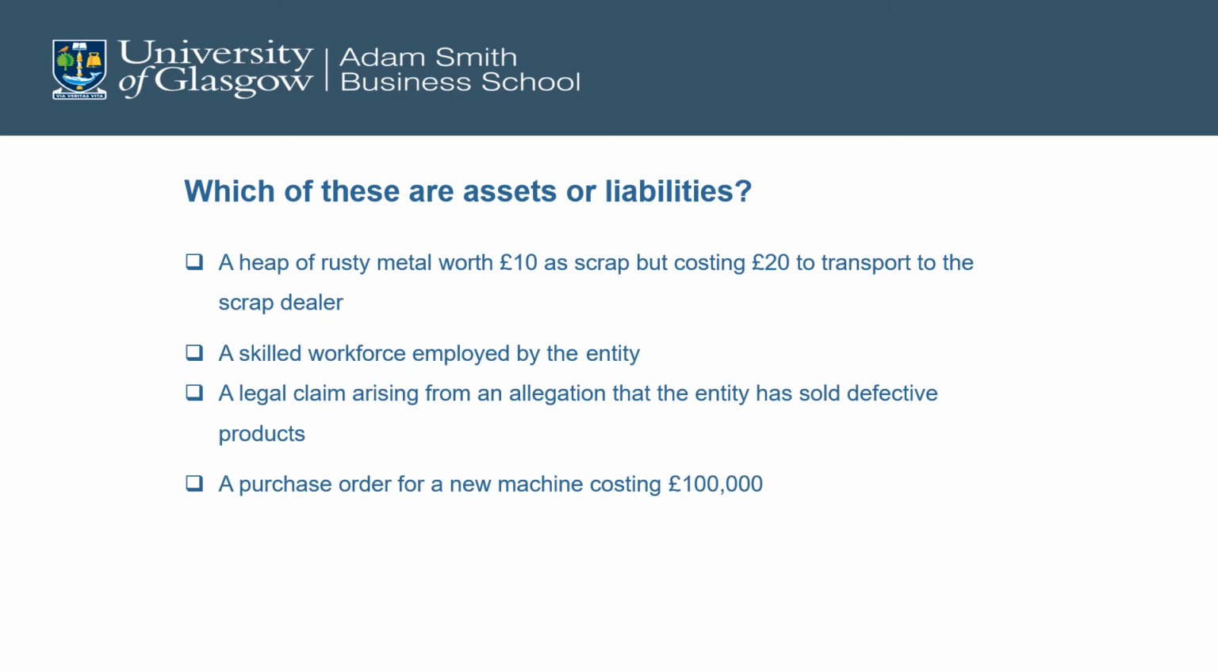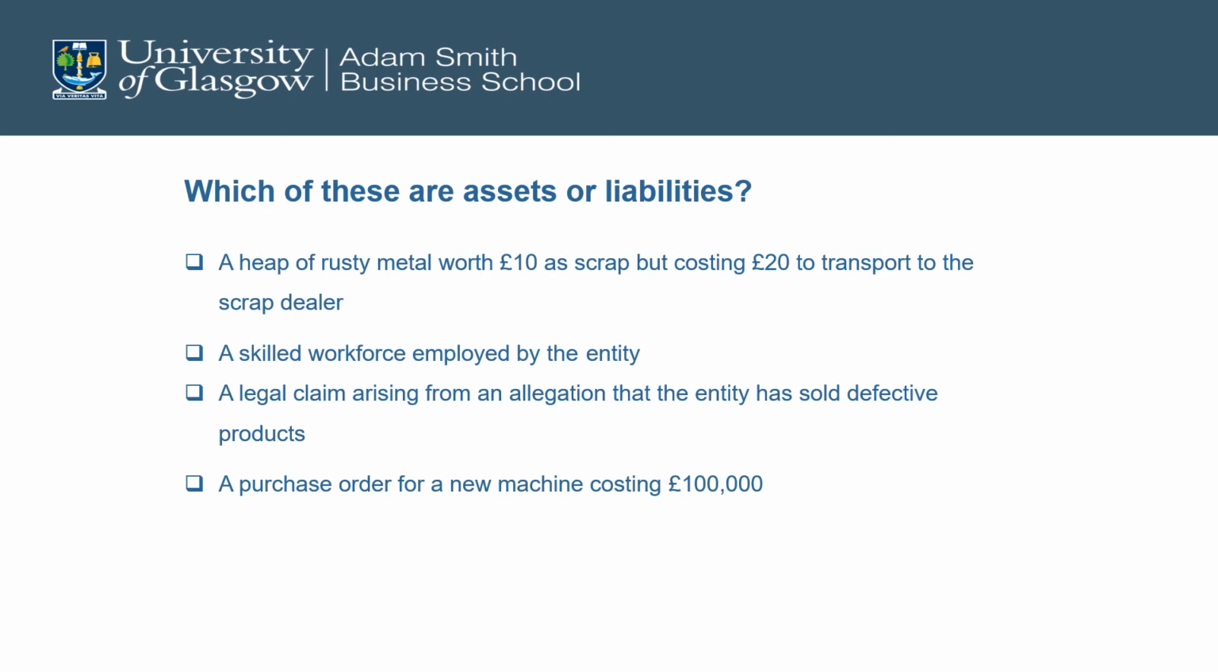Would you recognize the skilled workforce employed by the entity? There's a legal claim arising from the allegation that the entity has sold defective products. So how would the entity account for this legal claim? Do they need to recognize that as a future obligation or a present obligation? Again, the last one, the purchase order for a new machine costing 100,000. How would the business recognize this one?